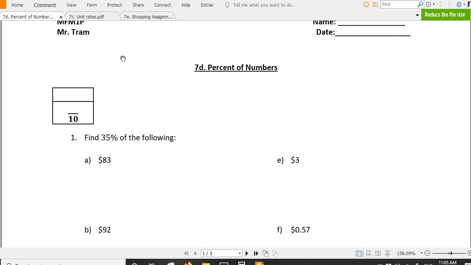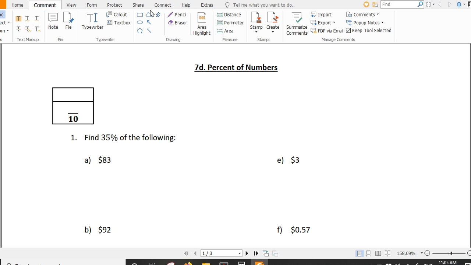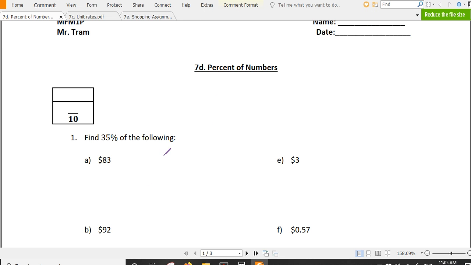7D, percents of numbers. Okay. Now, with percents of numbers, what we're doing is finding percentages of numbers. So when you go to a store and you see 35% off, what does that mean? Well, first off, in order to find out how much off it is, we need to find out what 35% of a certain number is. And the steps are simple.